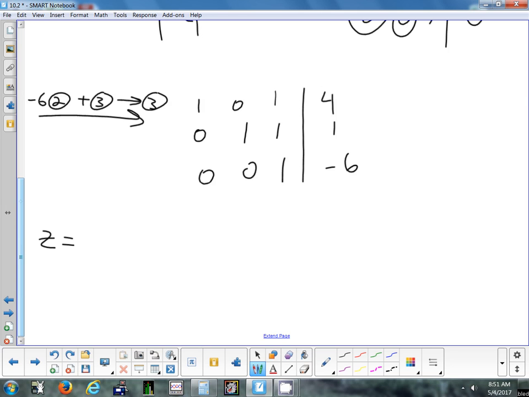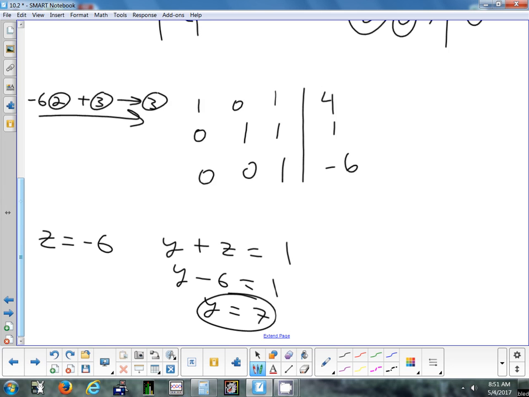What's z? Negative 6. Now the next one, what's this say as an equation? y plus z equals 1. So we get y minus 6 equals 1. What's y? 7. So now we got y.